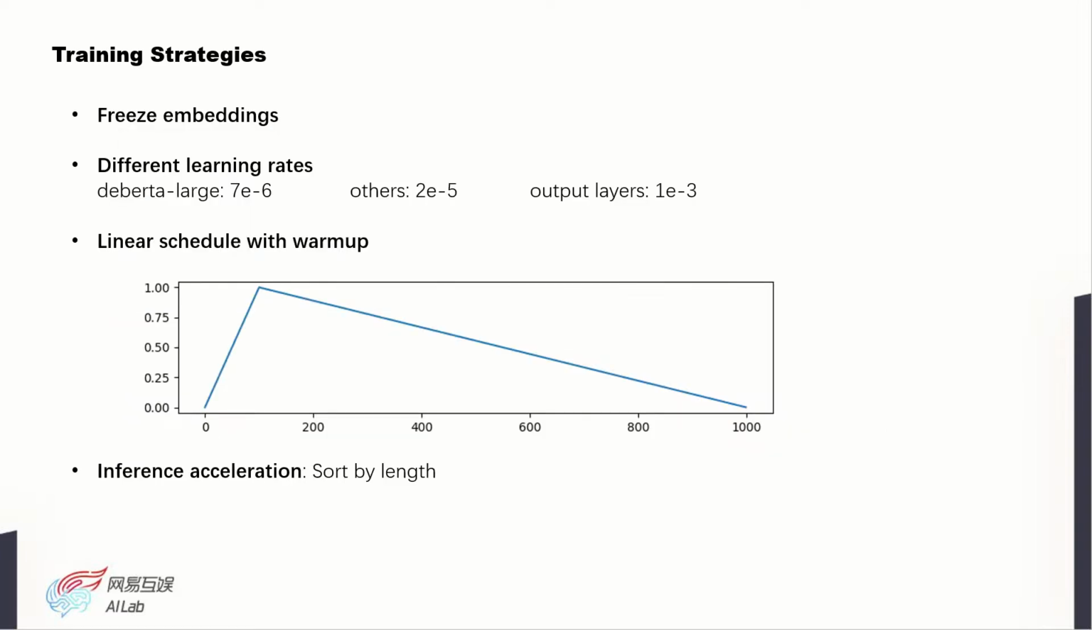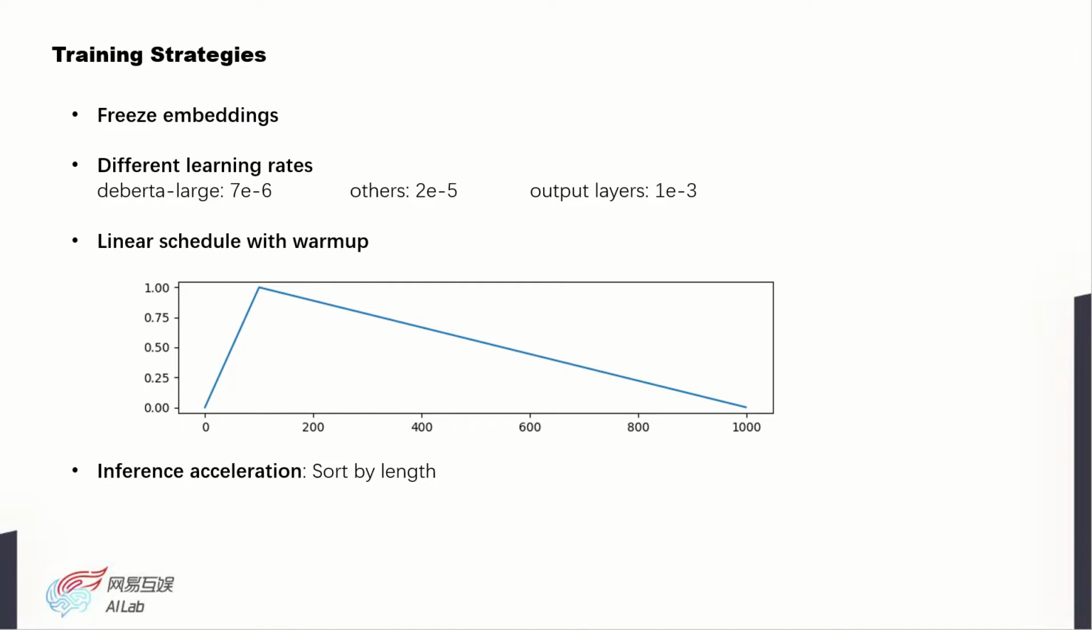Here are some training strategies that we used. First, we freeze embedding parameters during training. We also use a different learning rate for DeBERTa Large models. The learning rate should be lower, and for the output layers like the dense layer and LSTM layer, we set a larger learning rate for faster convergence. In addition, we use a linear schedule with warm-up and 5% warm-up steps.